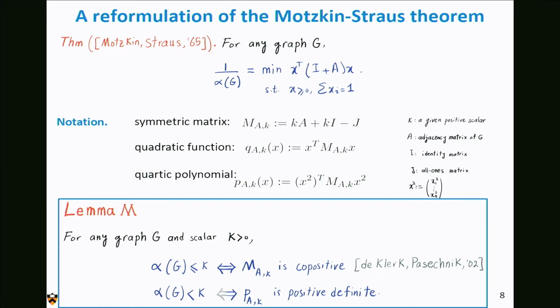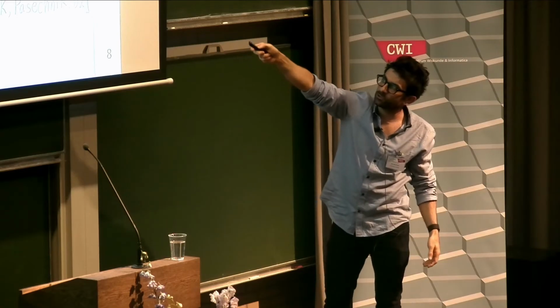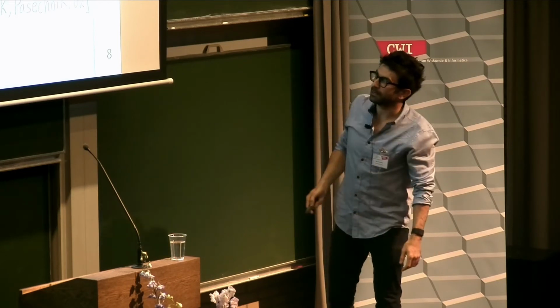And then once I have this symmetric matrix, I'm going to create 2 polynomials out of it. Q is the quadratic one, and P, for polynomial, is the quartic one, degree 4. Q is simply the quadratic form of the matrix. And P, instead of x, I put the entry-wise x squared vector on both sides. So this is a homogeneous quartic, P of AK.